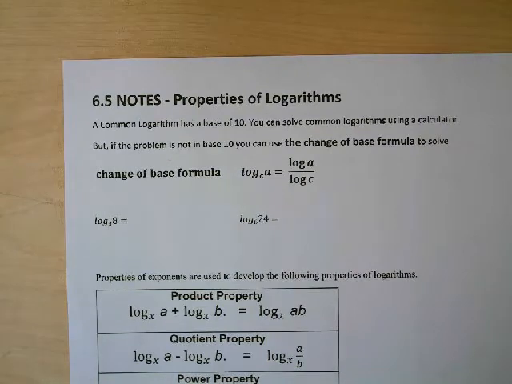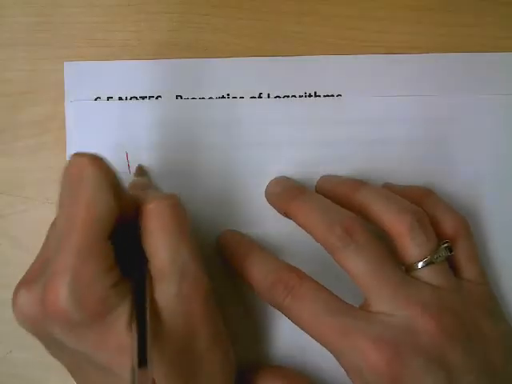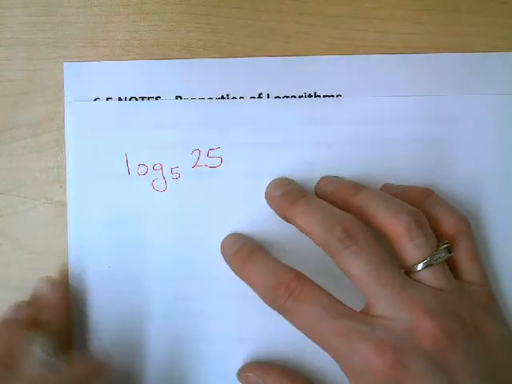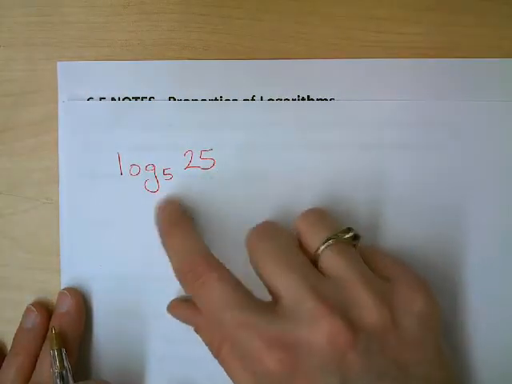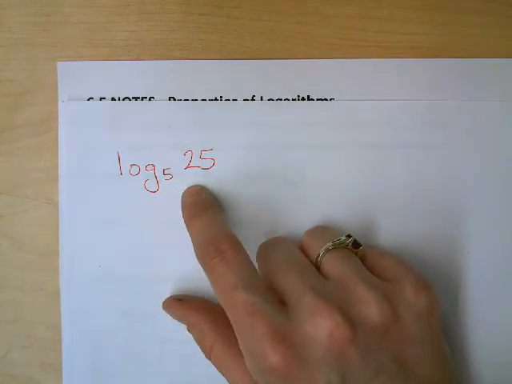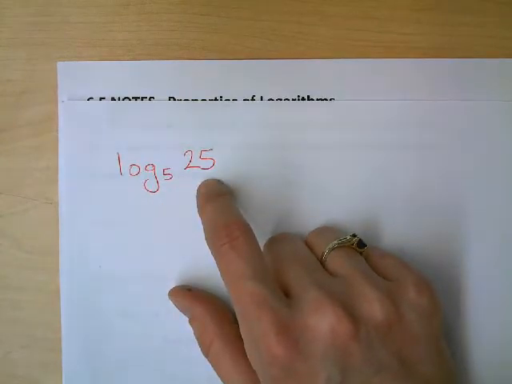Like you just did your little mid-chapter quiz here, and some of them were easy for you to solve, like if it said log base 5 of 25. Did you know the answer for something like that? Yeah, the answer is 2. 5 to the second power makes 25. So that's something easy. But there's some logarithms that are really weird.